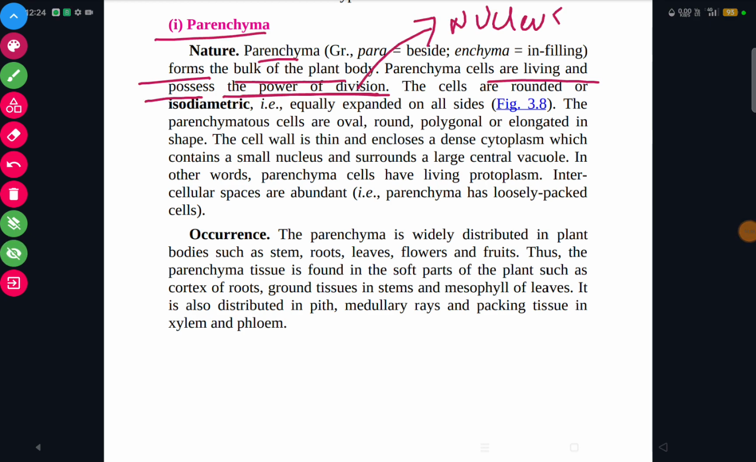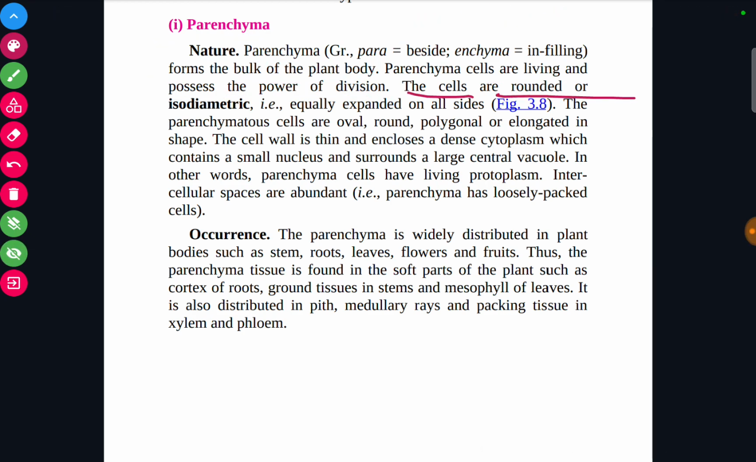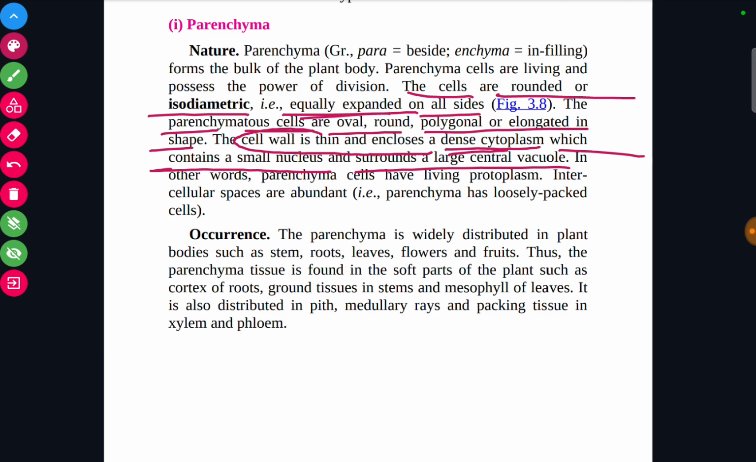The cells are rounded or isodiametric, equally expanded on all sides. The parenchymatous cells are oval, round, polygonal or elongated in shape. The cell wall is thin and encloses dense cytoplasm which contains a small nucleus, surrounded by a large central vacuole. So parenchyma cells have a living protoplasm. We know that protoplasm consists of nucleus and cytoplasm, so together the living part, the protoplasm, is present.